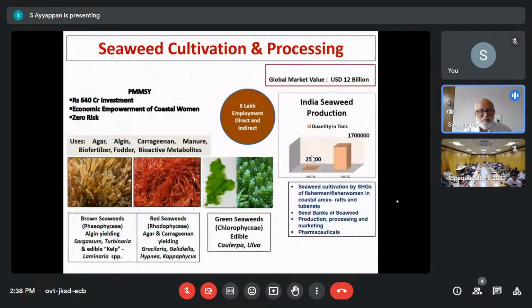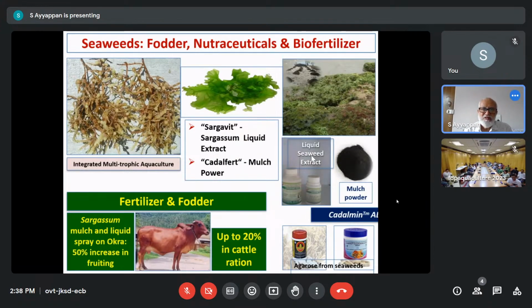Now, seaweed cultivation processing is being given emphasis. We have more than 60 species of different seaweed, but the potential ones are mainly the brown seaweeds for alginate, the red seaweeds for agar and carrageenan, and green seaweeds, the mainly edible ones. So these are being discussed, particularly for Kappaphycus, for example, for carrageenan extraction. And these are going on further. Nutraceuticals have been developed. Biofertilizers are being projected.